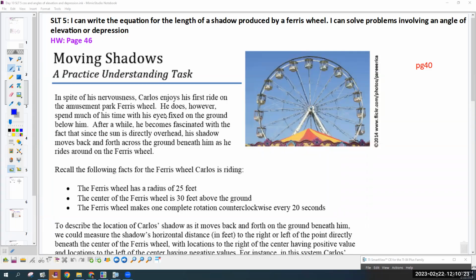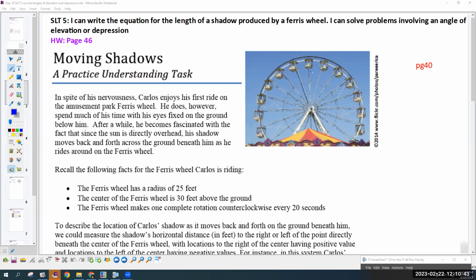Okay, this is a lesson on student learning task 5. By the end of this lesson, you will be able to write the equation for the length of a shadow produced by a Ferris wheel. We are also going to solve problems involving an angle of elevation or an angle of depression. So let's turn, if you're in my class, to page 40 in our packet and read the scenario.